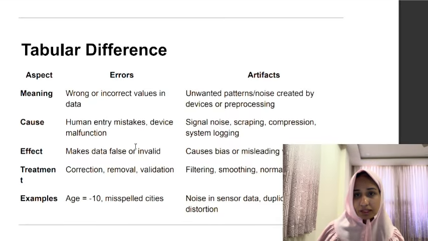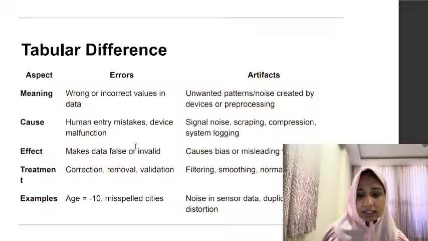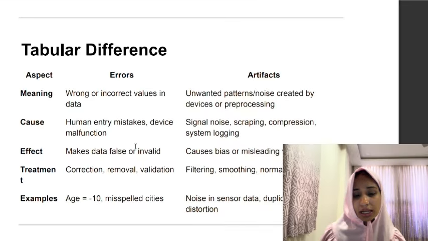Not as a table, the difference: errors are wrong and incorrect values in data, and artifacts are unwanted pattern noise created by devices or pre-processing. Causes: human entry mistakes, device malfunction, signal noise, scraping, compression. The effect is that it makes the data false and incorrect, and it causes bias or misleading variation. Correction: removal, validation, filtering, smoothing, and normalization.